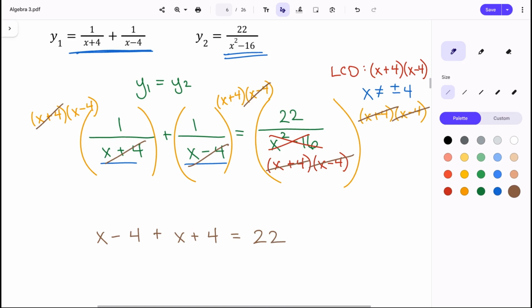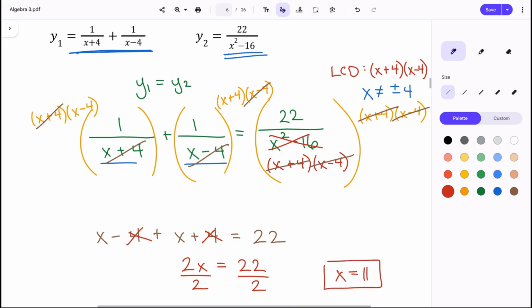Okay? What happens next? 4's cancel. And so we have what? 2x equals 22. Divide by 2, and we get what? 11. Good, 11. Questions on that one?